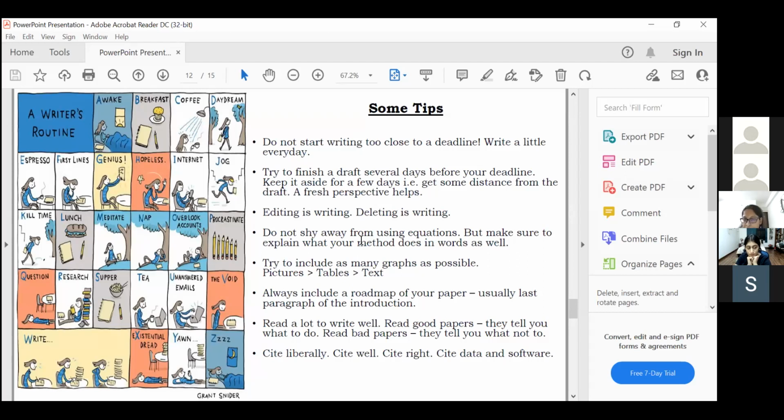Try to finish a draft several days before a deadline and keep it aside for a few days and get some distance from it, okay? So go do something else, like go watch a movie, just leave it on your computer. And then when you come back to it after a few days, you will be able to get a fresh perspective on that thing, and you might even be able to catch some of your own mistakes.